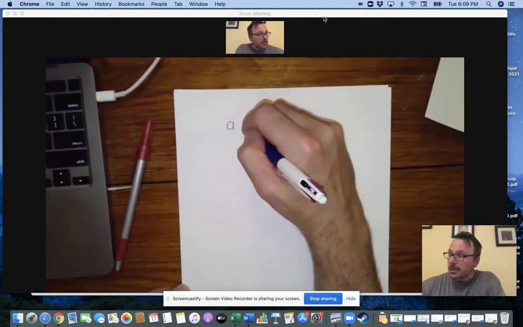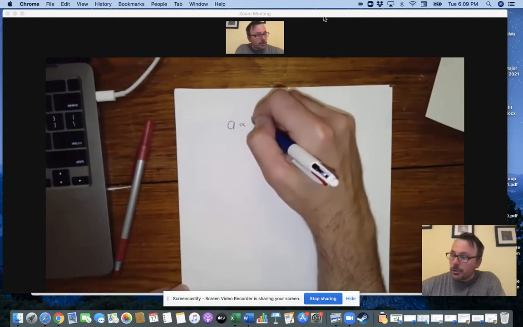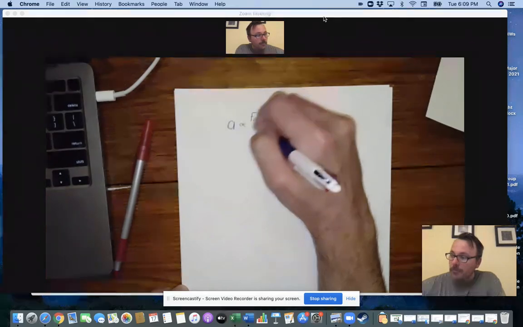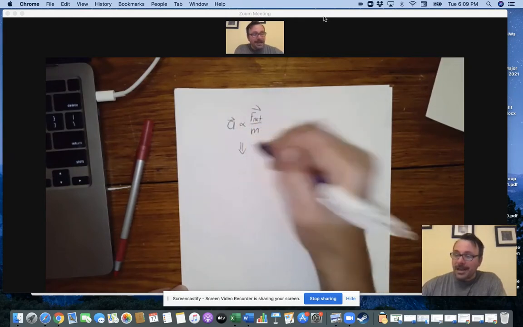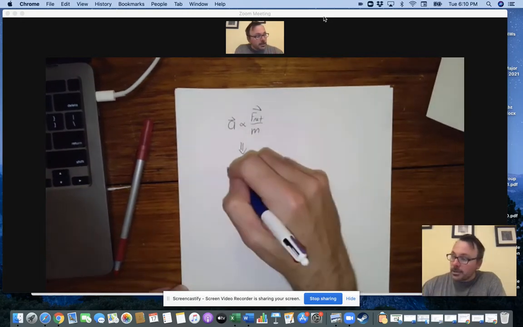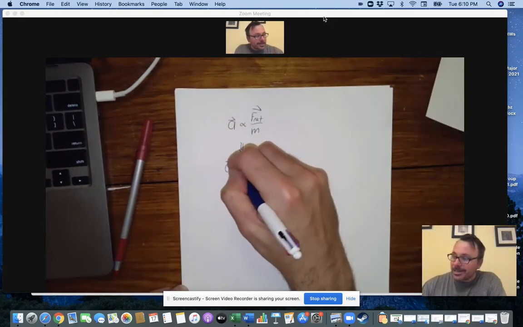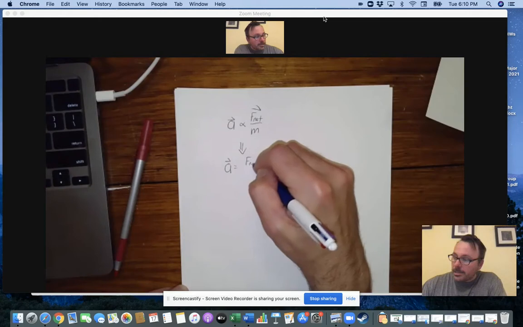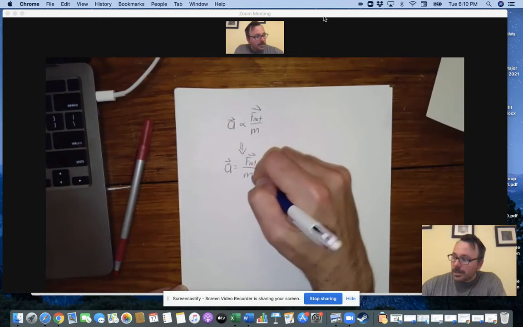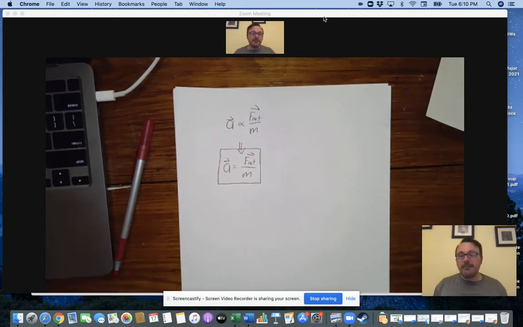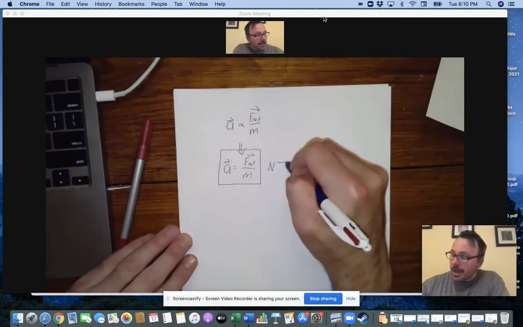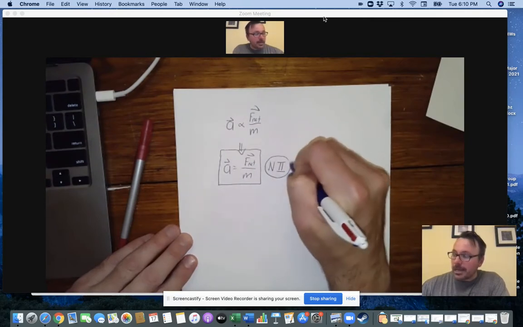So that says that acceleration is directly proportional to the ratio of the net force to the mass. And I can make that into an equality by adding a constant of proportionality. And it turns out that that constant of proportionality is 1. And so then we have this equation here that the acceleration is the ratio between the net force and the mass. And this, folks, is the mathematical statement of Newton's second law.